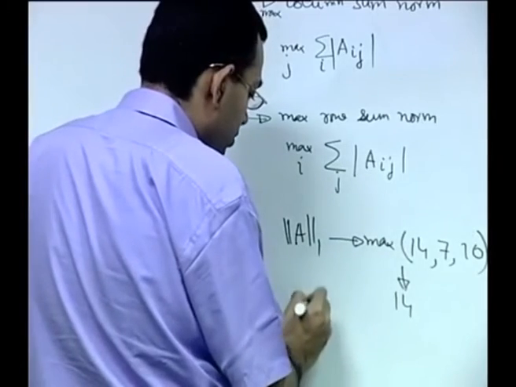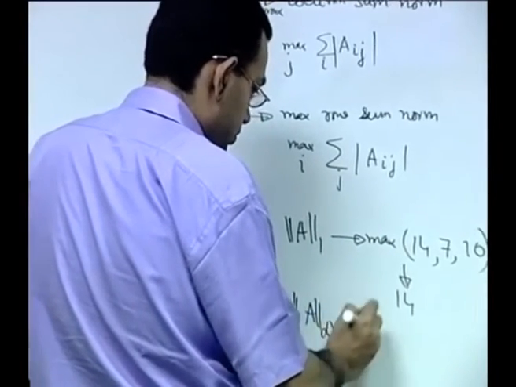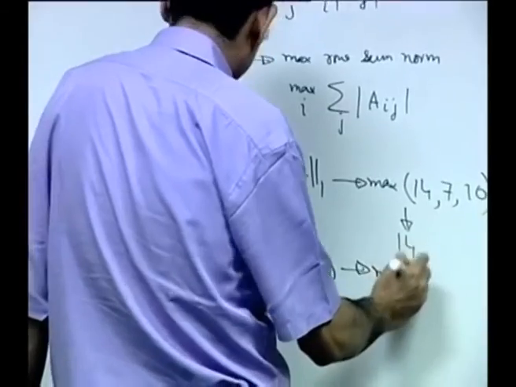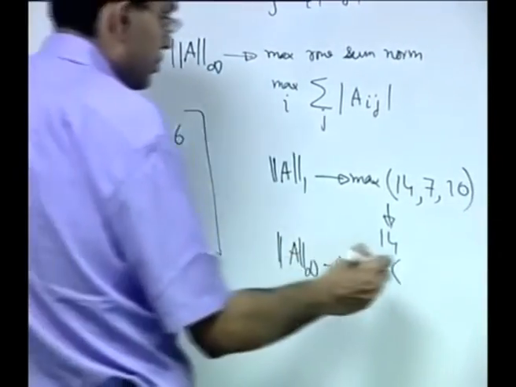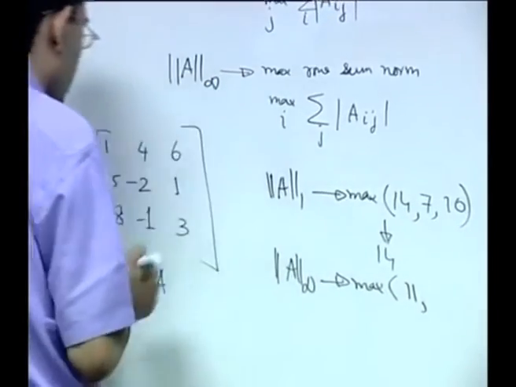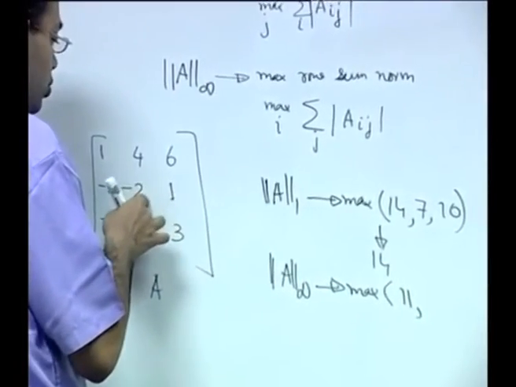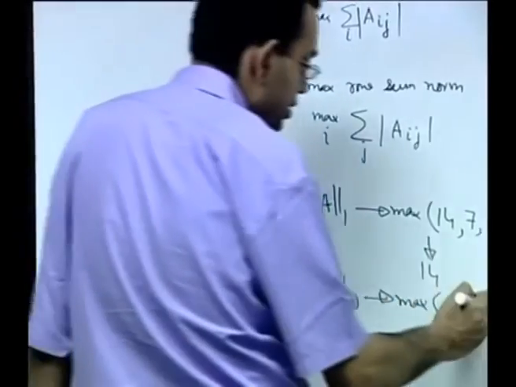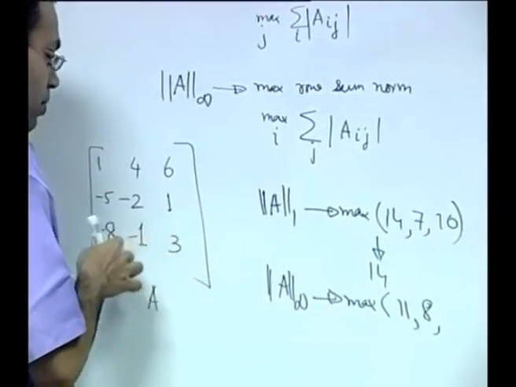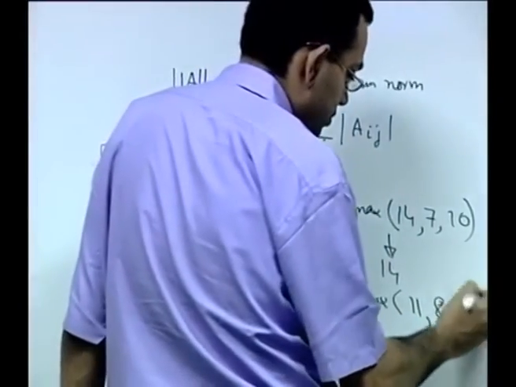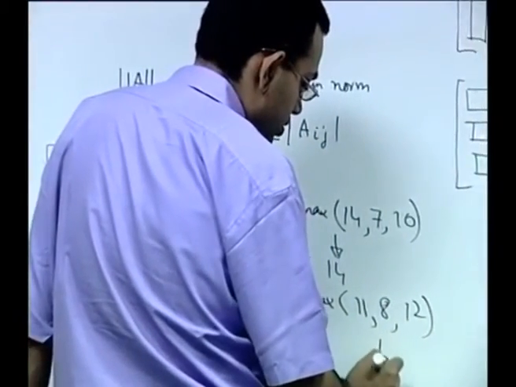The infinity norm, from the row 1 we have 6 plus 4 plus 1, so 11. From row 2, 1 plus 2 is 3, plus 5 is 8. From row 3, 3 plus 1 is 4, plus 8 is 12. So, it is 12.